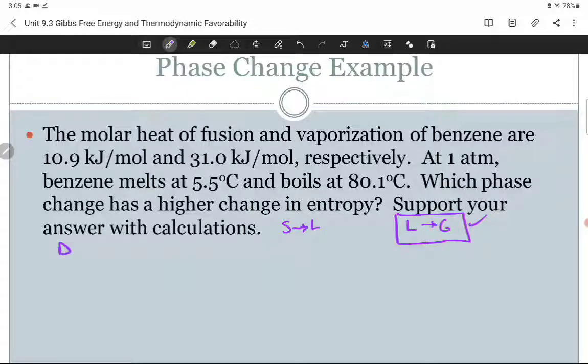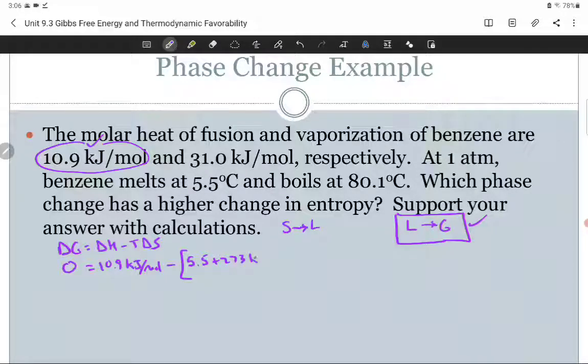So we still have our equation, delta G equals delta H minus T delta S. Remember, phase changes are at equilibrium, so delta G is 0. We can only do one of these at a time. Let's do heat of fusion. Fusion deals with solids and liquids, so 10.9 kilojoules per mole. Temperature will end up being in Kelvin if we add 273 to it. And then we're going to be solving for delta S.